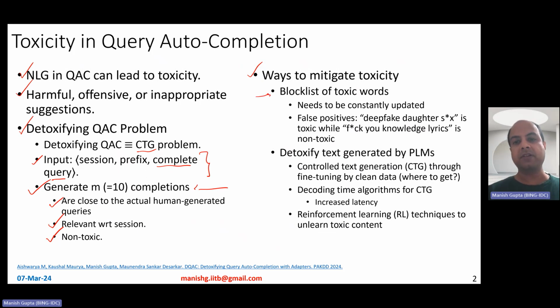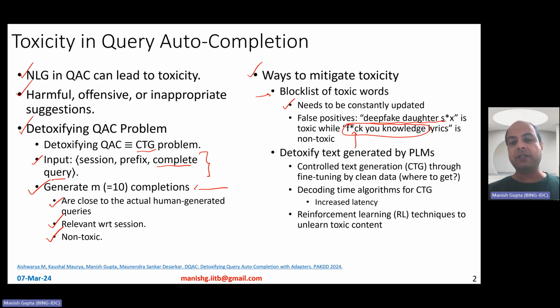Now, typically, the way people have tried to mitigate toxicity in the query auto-completion world is by using block lists of toxic words. But the problem with any kind of list-based mechanism is that the list needs to be constantly updated. There could also be some false positives. For example, this particular query is sort of toxic, but actually this is a popular song, and therefore, even if it contains a toxic keyword, you cannot really mark it as toxic and just not show that particular song in your dropdown.